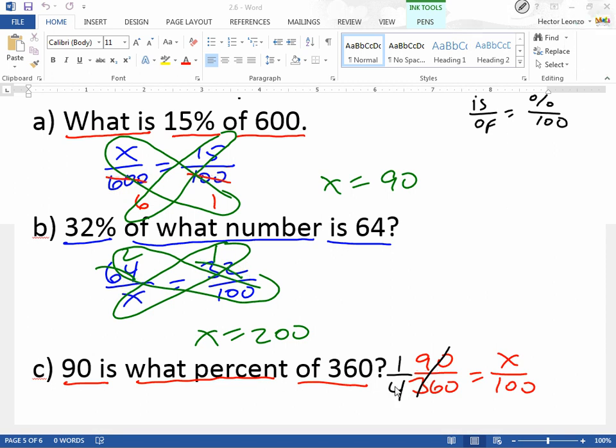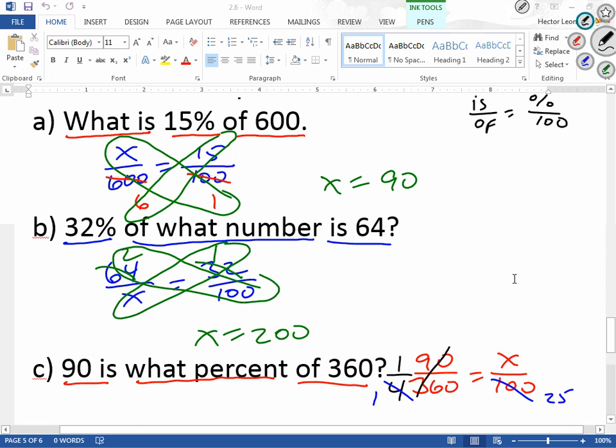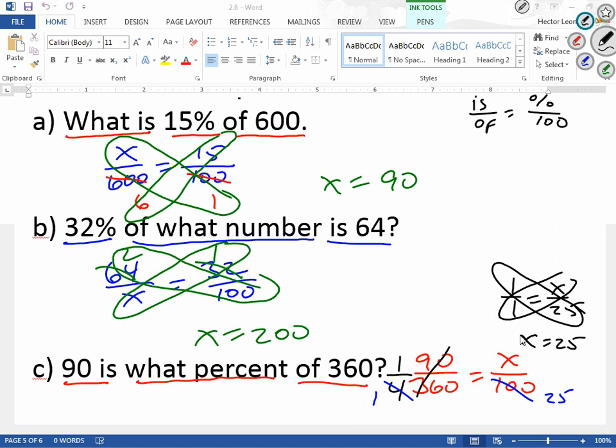Once again, you can cross multiply whenever you wish. But in my case, 4 and 100 side to side, let me divide each by 4. So this is 1, this is 25. So just to make it clear, I have 1 over 1 equals x over 25 cross multiplied, and we're going to get x equals 25. So 90 is what percent of 360? 90 is 25% of 360. So is over of equals percent over 100.